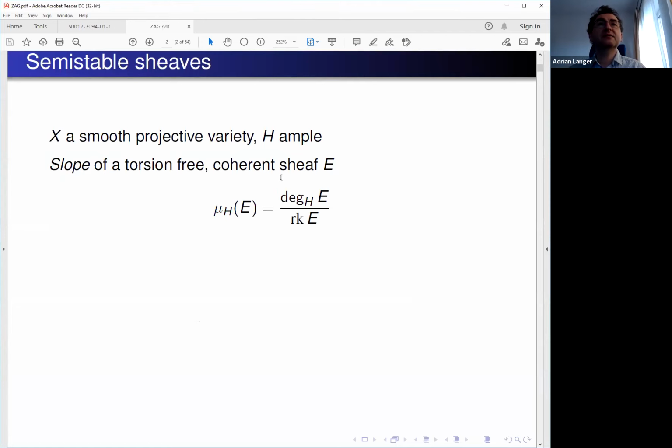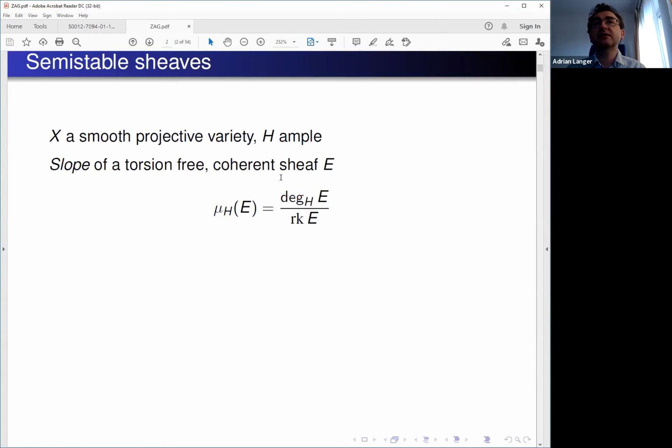So the first definition I would like to recall is the definition of a semi-stable sheaf. For that, you need to fix a smooth projective variety and some ample divisor or a hyperplane section. And then one defines the slope of a sheaf. I will always assume that this is coherent and torsion-free, so you can really think about vector bundles. Sometimes it will be more convenient to think about vector bundles.